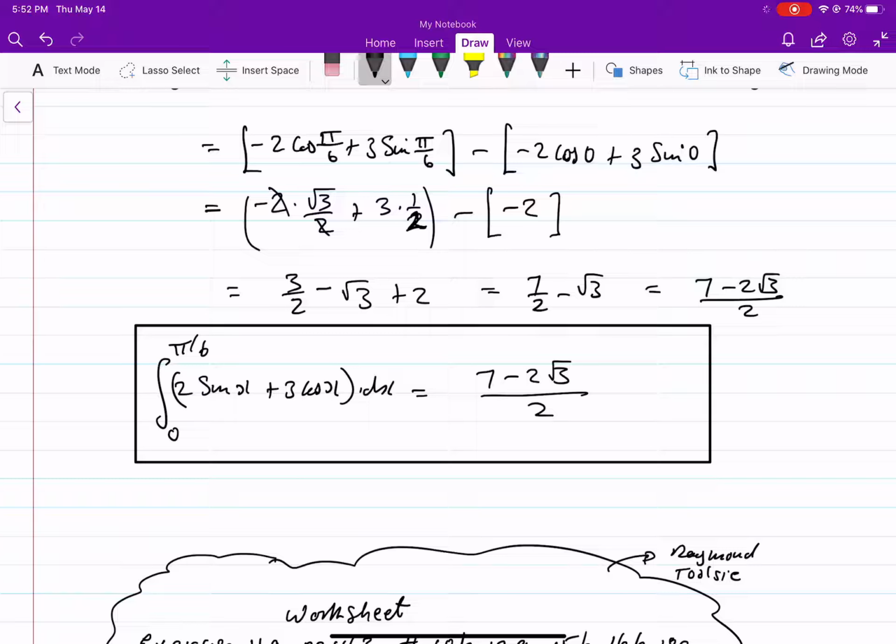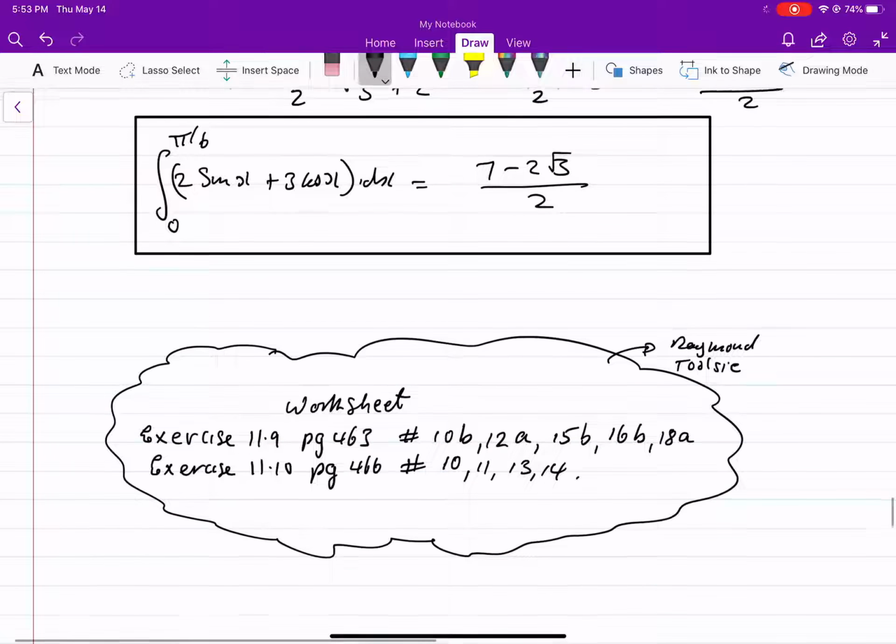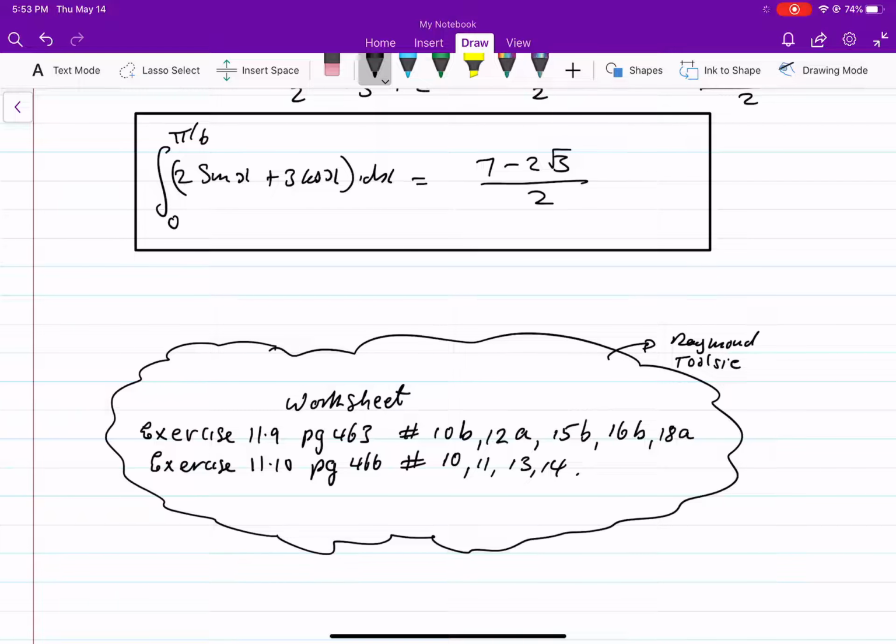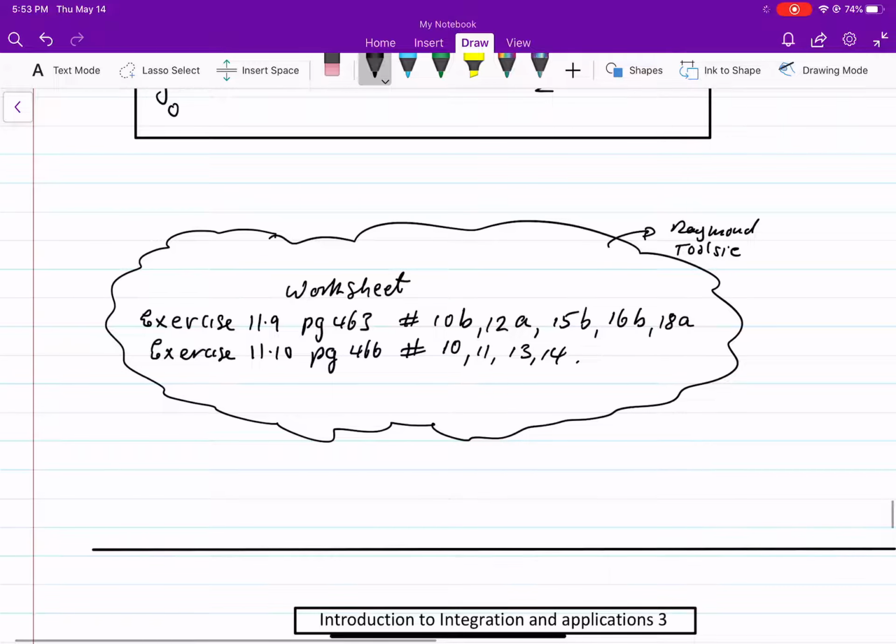Now we're going to use the definite integrals later on to do things like finding areas on the curves and volumes of solids, which is the next video. All right. I gave you more problems in this case. Same Riemann Tulsi text. And here are the problems that I've given.